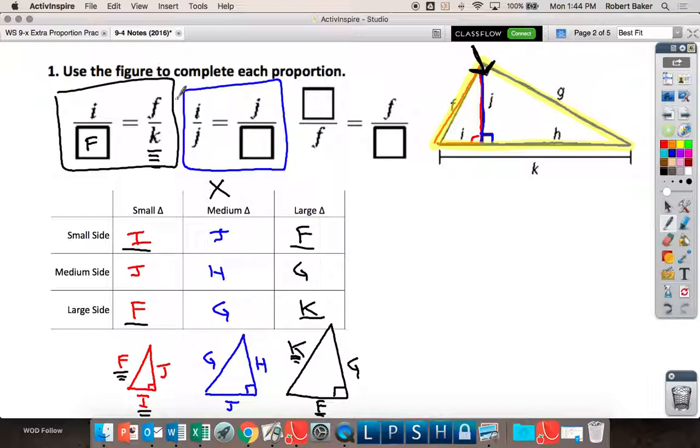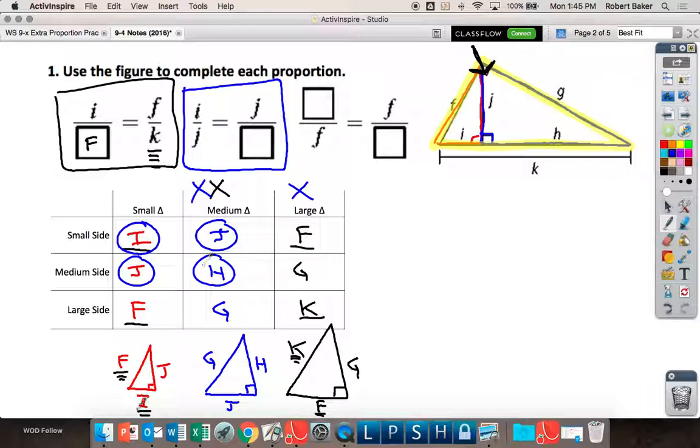I over J is equal to J over something. Well, which triangle does not have an I? Which triangle is missing an I? This one does not have an I. So they did I over... Or which triangle doesn't have a J? I'm just trying to help me learn the process. So I have an I and a J, and then I have a J and a blank. Well, which triangle is missing a J? This one doesn't have a J. They did I over J and then J over H.